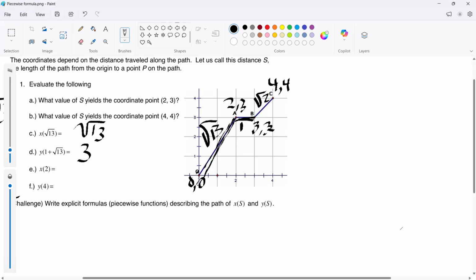What's x of 2? What's x when the s distance is 2? Well, the square root of 13 is like 3.6 something, so it's somewhere in here. So it's just going to be the final value of x at the end of that segment, which is 2, divided by the distance, which is the square root of 13. And then y of 4: here's square root of 13, that's 3.6. Then this is 1, so at the end of this, it's 4.6. So 4 is somewhere right around there between A and B, and the y value there is 3.